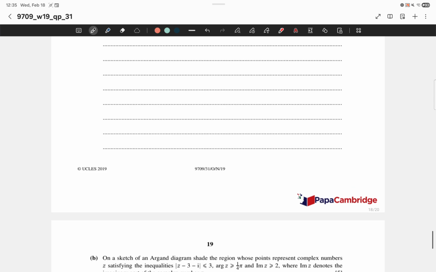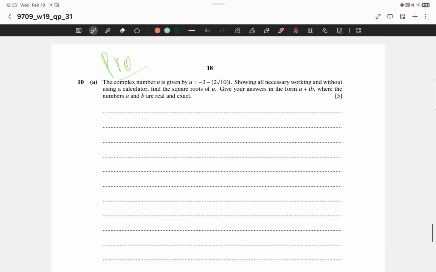So the last question. The complex number u is given by this. I'm also working without using a calculator. Find the square roots of u. Give the answer in a form where the numbers are real and exact.